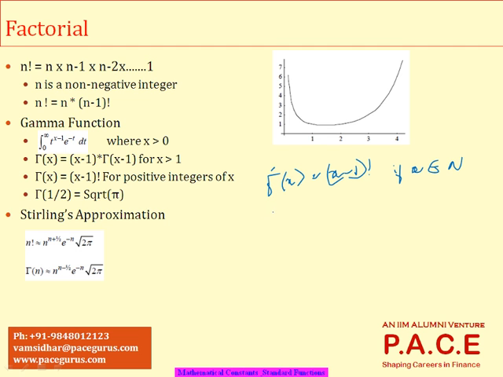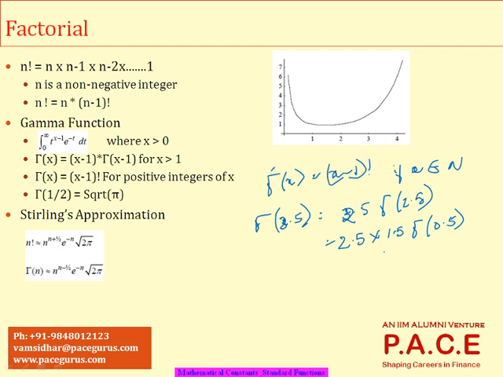But if x is not a natural number, the only case we have in our scenarios is for 0.5-related values. Let's say gamma of 3.5. How do I write it? I use the original notation, x minus 1 into gamma x minus 1. So 2.5 into gamma 2.5. Now if I expand it, 2.5 into 1.5 into gamma 0.5.